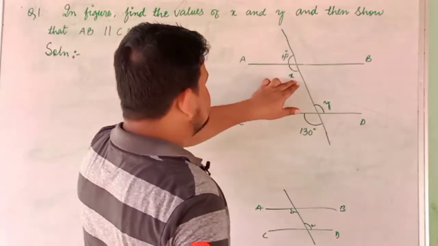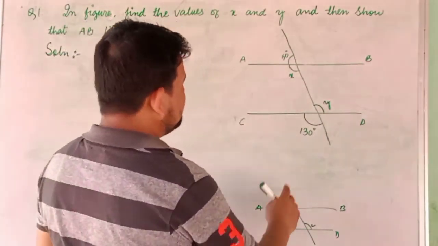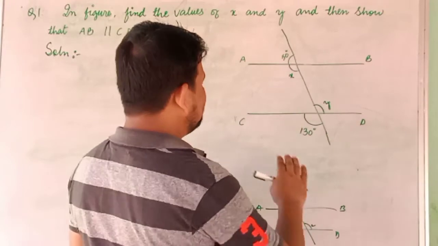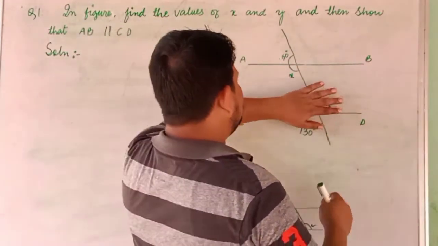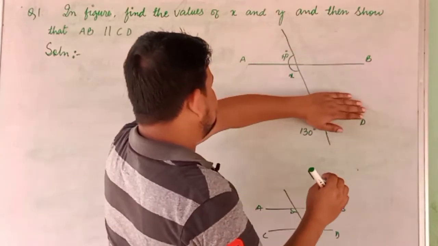Here let us find out x first. We cannot say this and this are equal, because these two lines are not parallel now. So we have to prove it. Let us see here. Let us see only this one. Let us not see this.